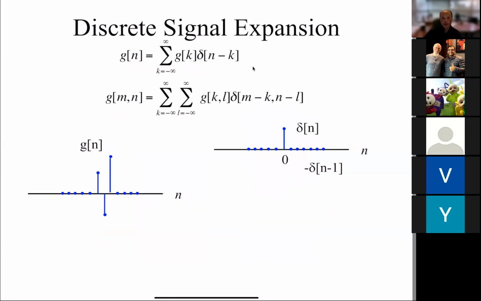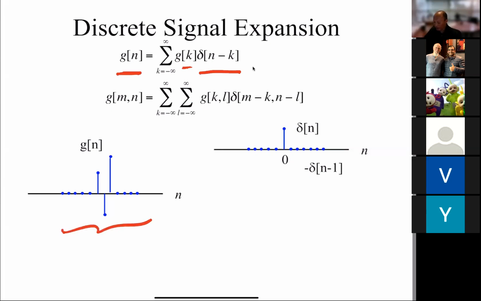Okay, so the next really important concept to have under your belt is this idea of discrete time signal or space signal expansion. All this means is that we can take any arbitrary function, we'll just do 1D for now, any 1D function can be written as a sum of shifted Kronecker delta functions, each weighted by the value of the function. Okay. So let's look at an example.